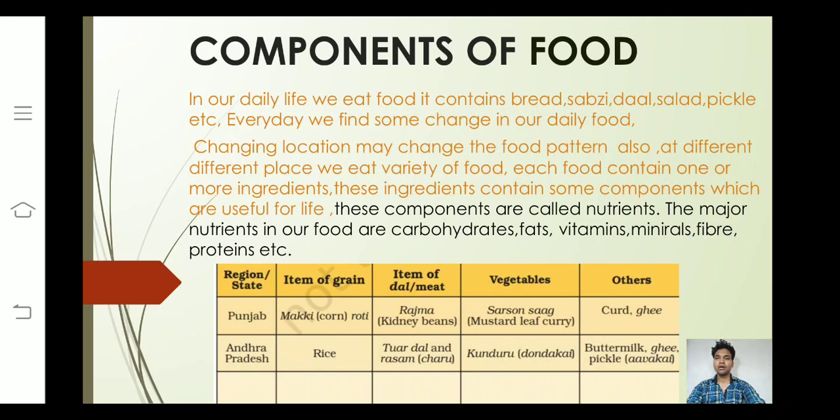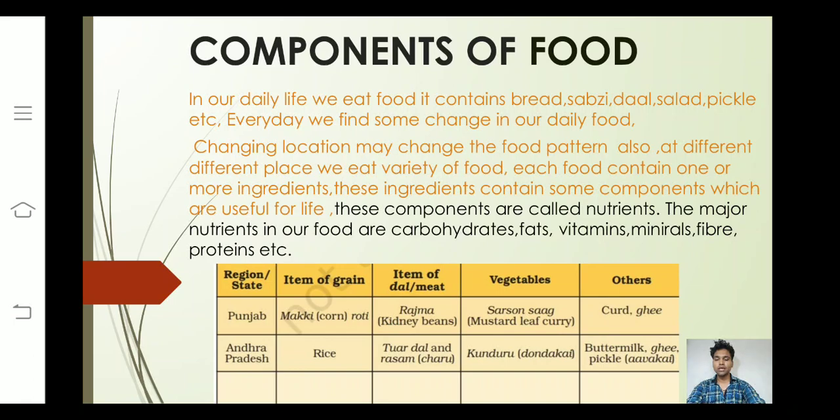Dear friends, here a small chart is given, where we can see how changing location may affect the food pattern. Friends, if we are in Punjab, what do we see? The item used as grain is makki roti, that is corn roti. The item used as dal or meat is rajma. In vegetables we use sarso saag, and in others we use curry or curd or ghee.